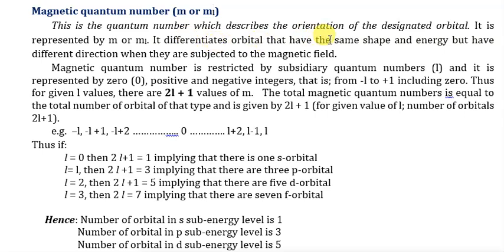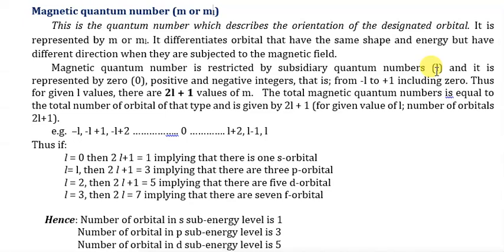It differentiates orbitals that have the same shape and energy but have different direction when they are subjected to magnetic field. Kwamba tunaweza kuwa tuna orbital mbili ambazo zina shape moja, zina energy moja, ila tukiziweka kwenye magnetic field orientation yake inatofautiana. Ndio maana tunaita magnetic quantum number, because when you subject an atom in magnetic field and then you observe it, utaona kwamba orientation of these orbitals tend to change. So magnetic quantum number is restricted by subsidiary quantum number L.